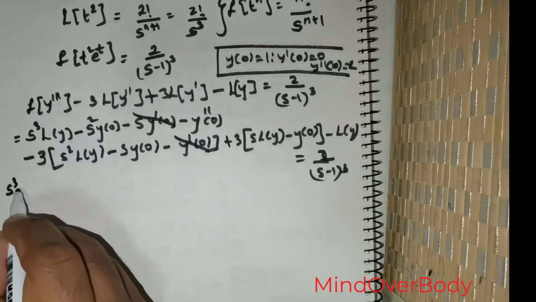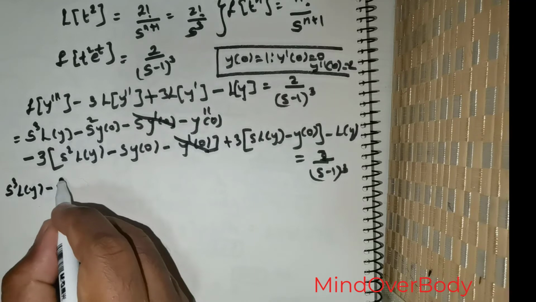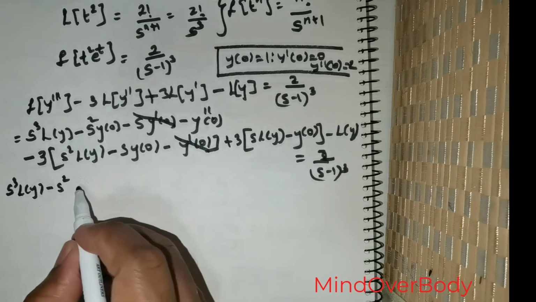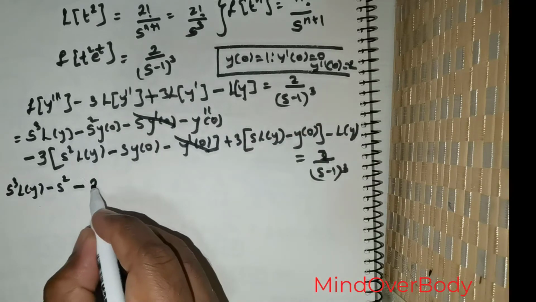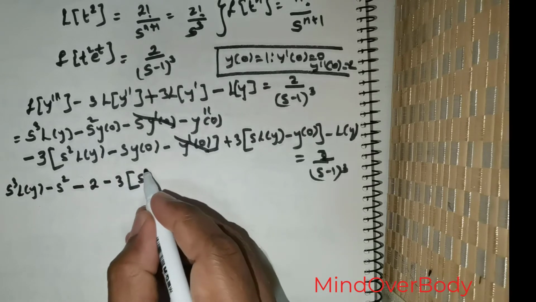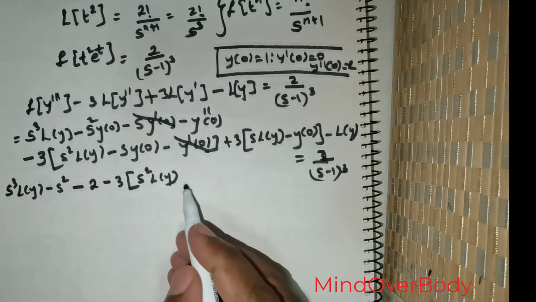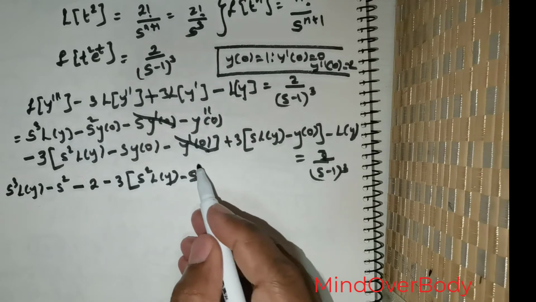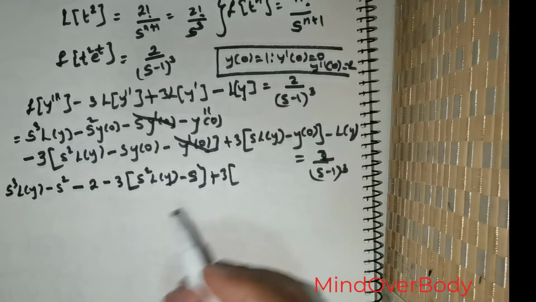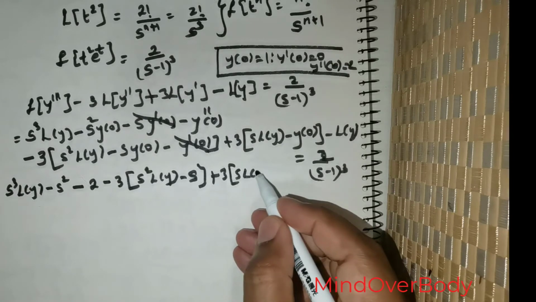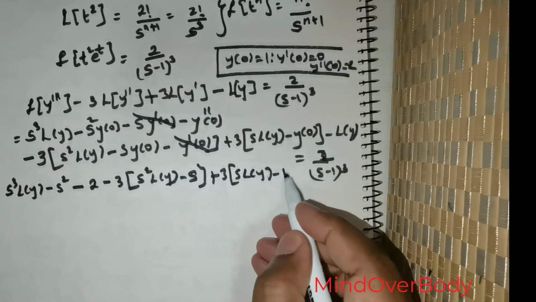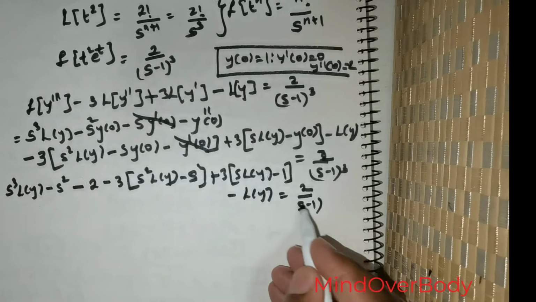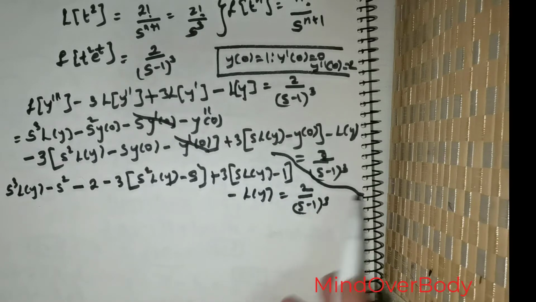So s cubed L of y minus s squared, y of 0 is 1, I don't have to place that, minus y double dash of 0 which is 2, followed by minus 3 times s squared L of y minus y of 0 which is 1, that's going to be s there, then followed by 3 times s into L of y, minus y of 0 which is 1, so I need to place that, followed by L of y is equal to 2 divided by (s minus 1) raised to the power of 3. So much so for that.